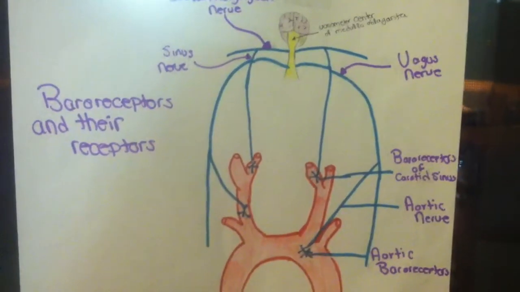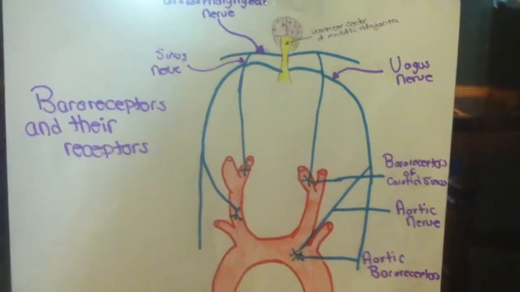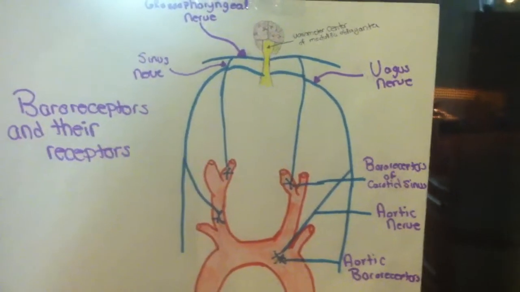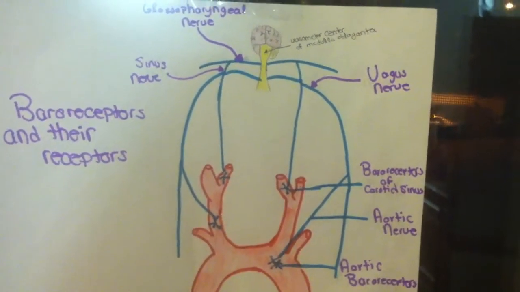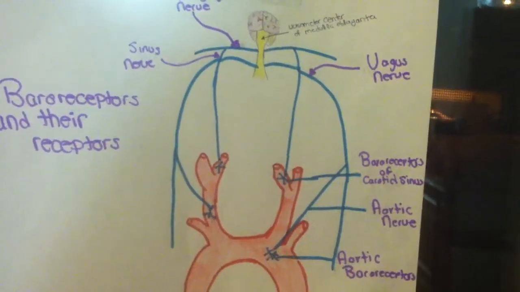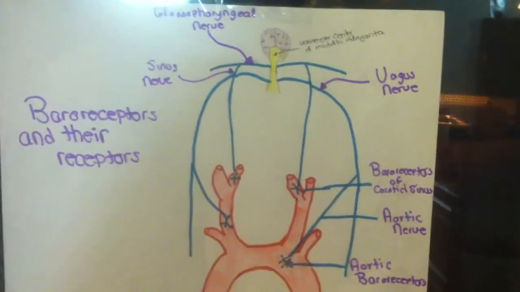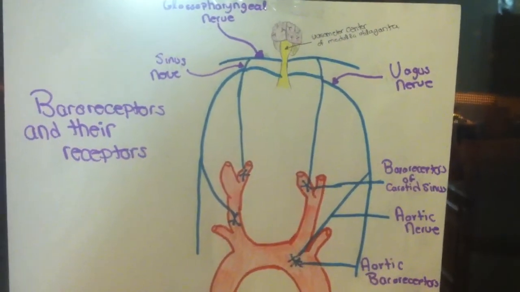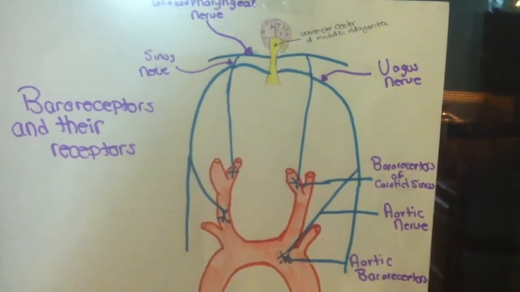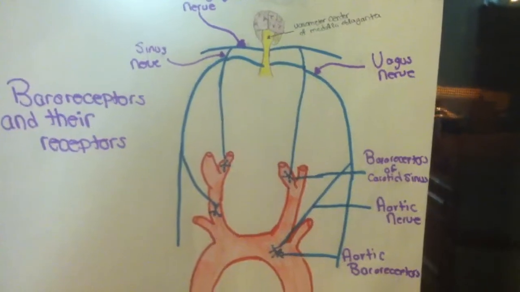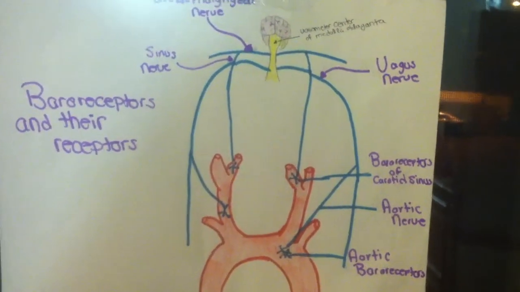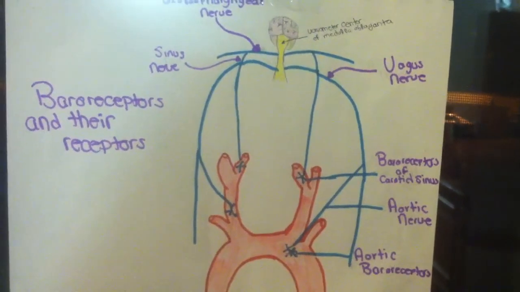These baroreceptors are located in the carotid sinus and in the aortic sinus. The carotid sinus baroreceptors are innervated by the glossopharyngeal nerve and the vagus nerve. When it is stretched by increased blood pressure, it inhibits the cardioacceleratory center and it stimulates the cardioinhibitory center. The cardioacceleratory center is responsible for increasing cardiac output, and the cardioinhibitory center is responsible for slowing down the action of the heart.